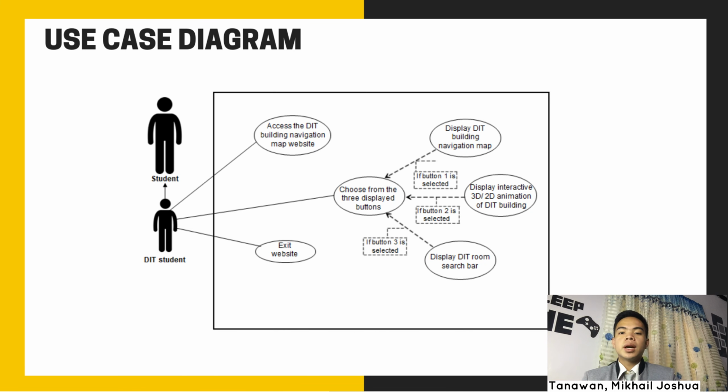The diagram shows the interaction between the actor or user and the system. The actor in the system is the student, specifically the IT student. The IT student can access and search the IT building navigation map website. The student can choose from 3 buttons, and if a button is selected, it has an extended process. Lastly, the student is the one who exits the website. Also, in this diagram, we provide a use case description for each use case done by the student. The use case description is used to discuss the detailed process taken by the student.